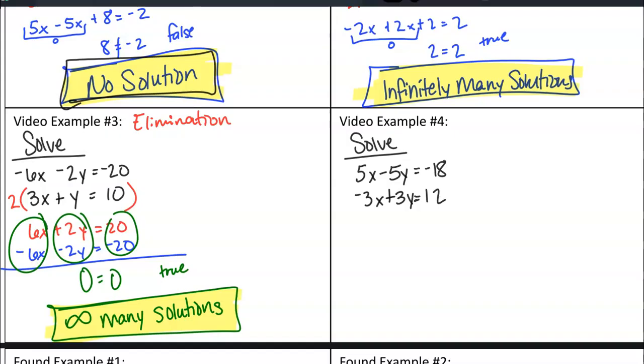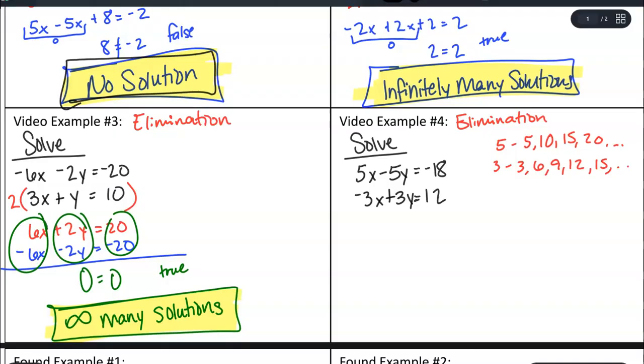First equation is in standard form, second equation is in standard form, so the best method would be elimination. Is there anything I can multiply 3 by to equal 5? No. Is there anything I can multiply 5 by to equal 3? No. So we have to find the LCM. 5s are 5, 10, 15, 20. 3s go 3, 6, 9, 12, 15, and so on. So notice that there is 15 in both sets: 5 times 3 and 3 times 5. So we're essentially just switching which equation we're multiplying by 3 and 5.